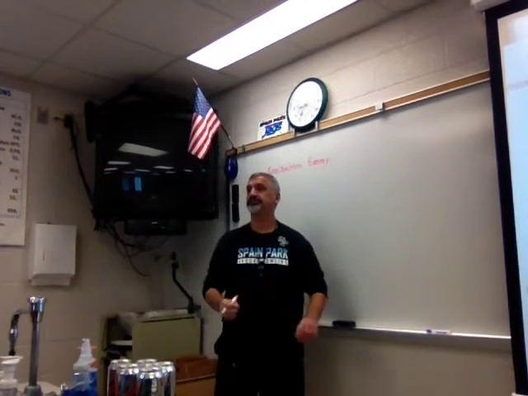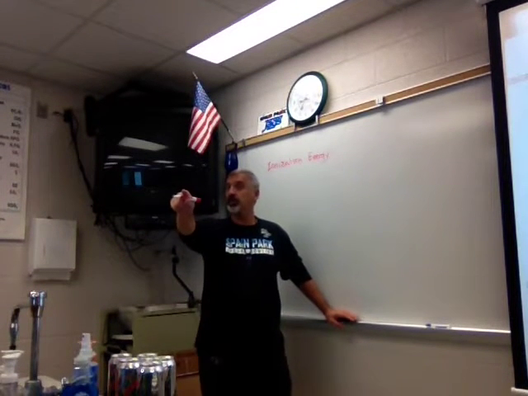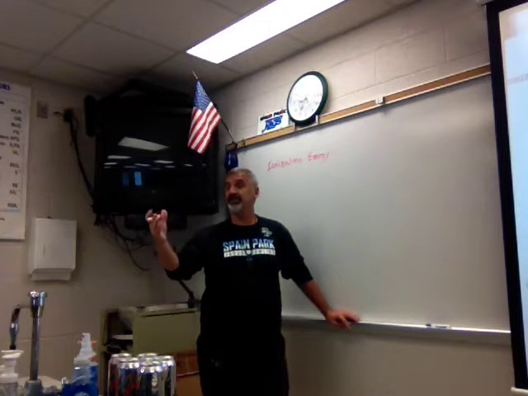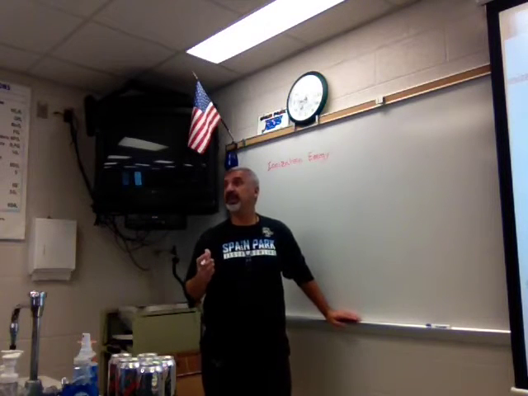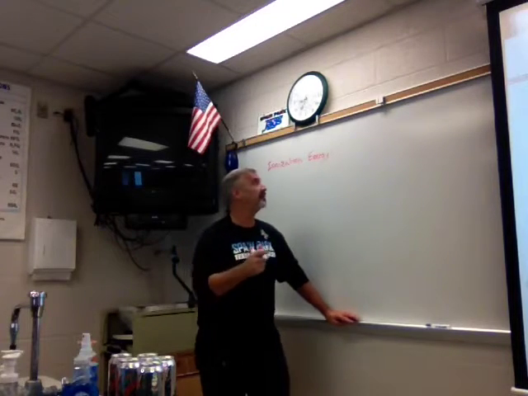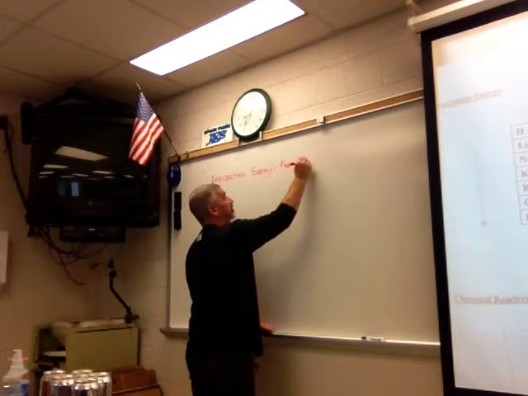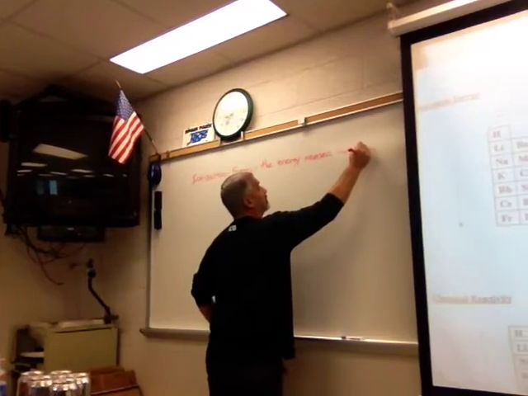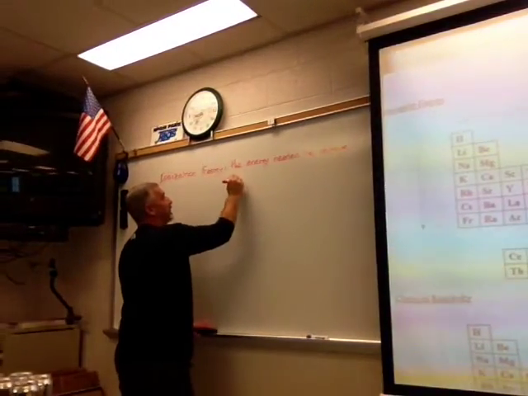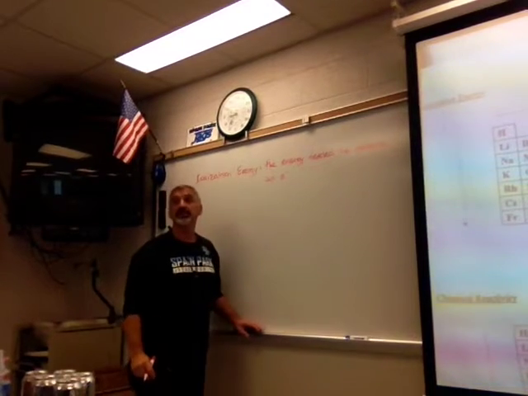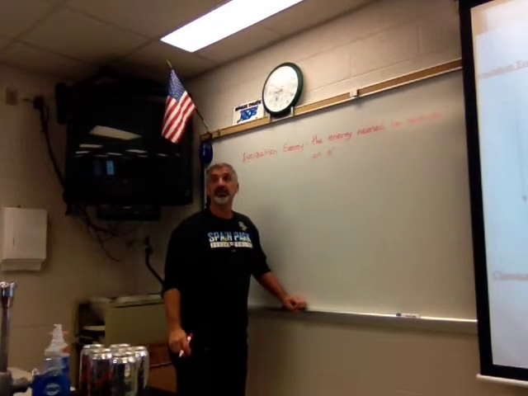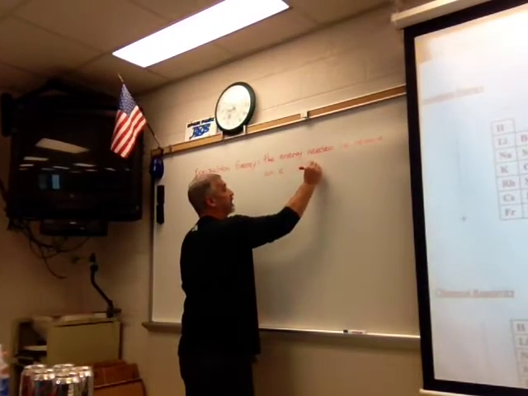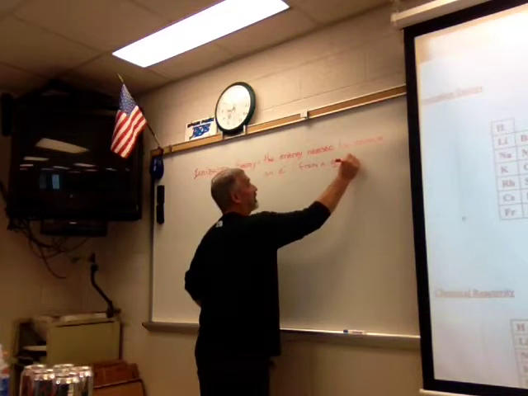What is an ion? A charged particle, a charged atom. And how do we make ions? Take away or add electrons. For ionization energy, it's always going to be the energy needed to remove an electron. From a gaseous atom, yes, that's correct. So if we want to add that in, from a gaseous atom.